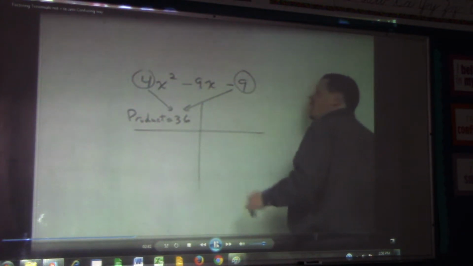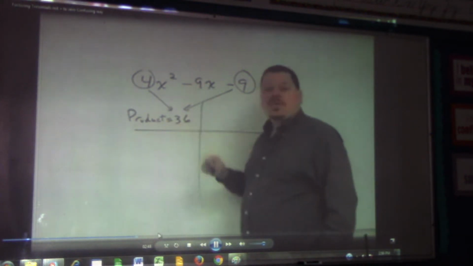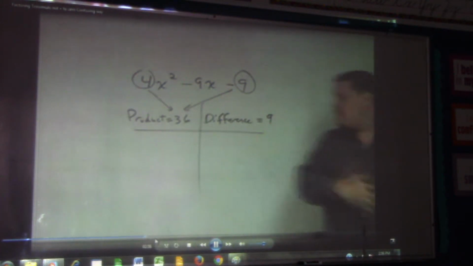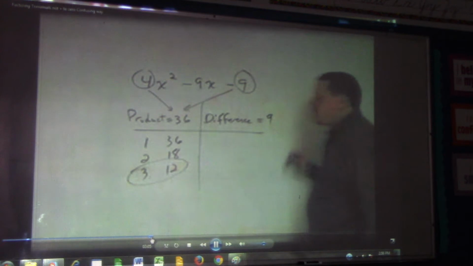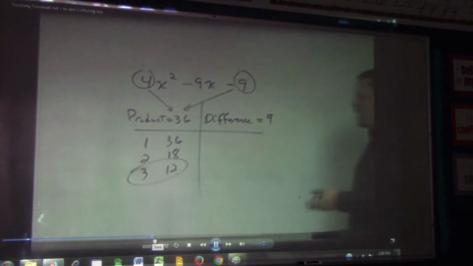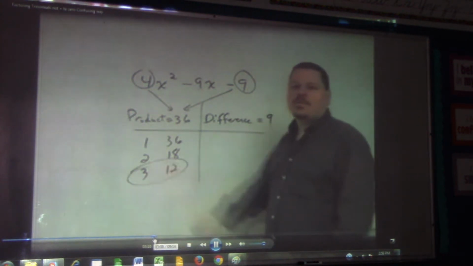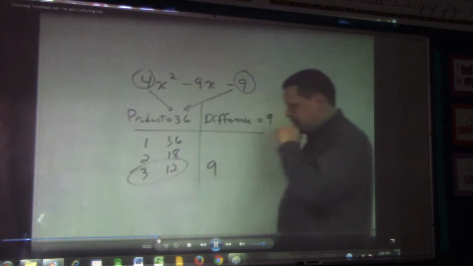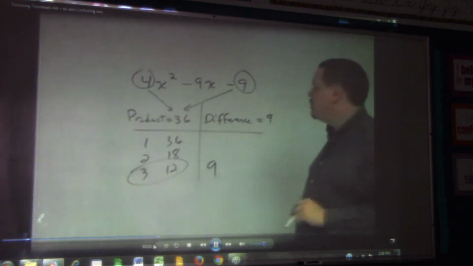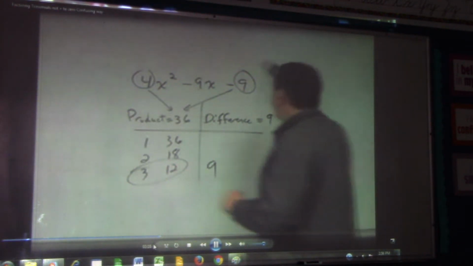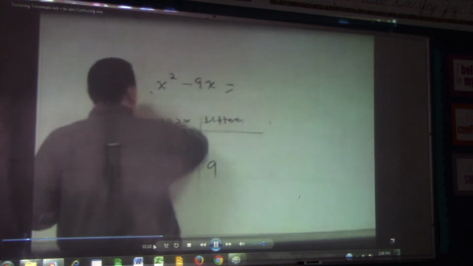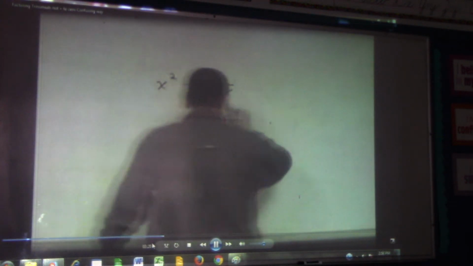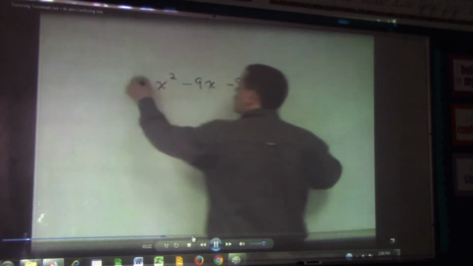So he's making a chart, and we're going to fast forward through the chart he's making. The product of your numbers is 36, and his difference is 9. I could continue on to 4 and 9, but I recognize this difference. So he wrote this whole chart, and then he erased it. So you have to remember all that he just wrote. That's a concern there.